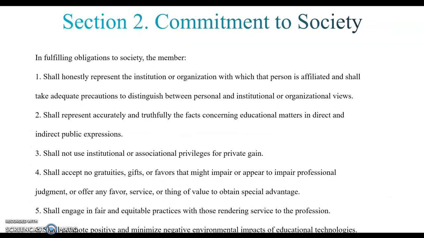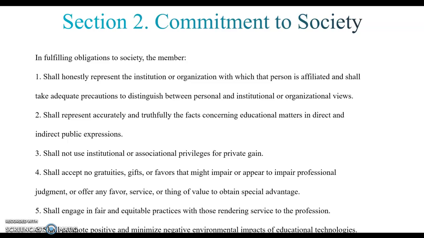Section 2, commitment to society. In fulfilling obligations to society, the member shall honestly represent the institution or organization with which that person is affiliated and shall take adequate precautions to distinguish between personal and institutional or organizational views. Second, shall present accurately and truthfully the facts concerning educational matters in direct and indirect public expressions. Third, shall not use institutional or associational privilege for private gain.